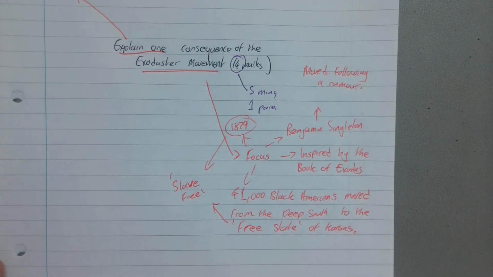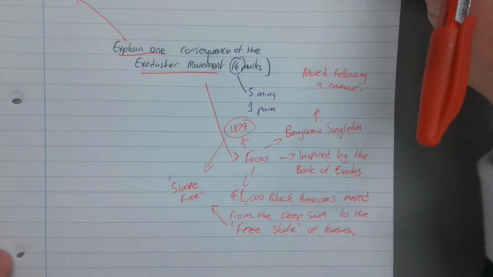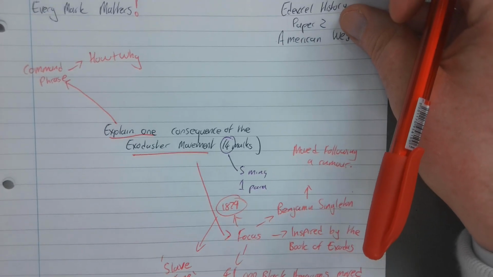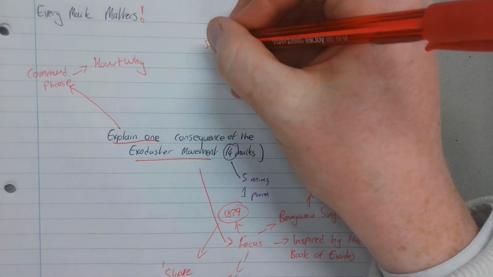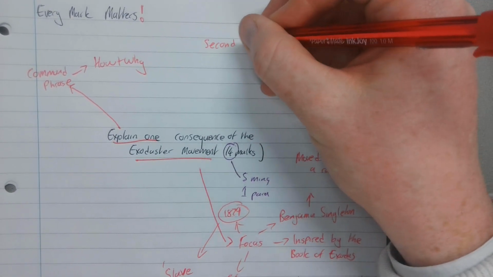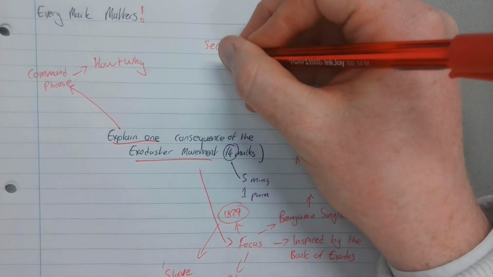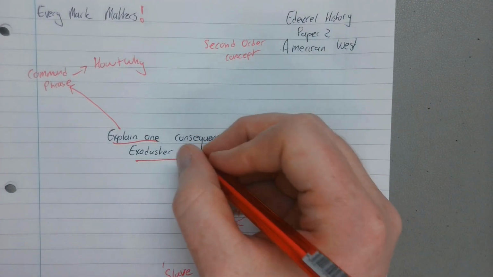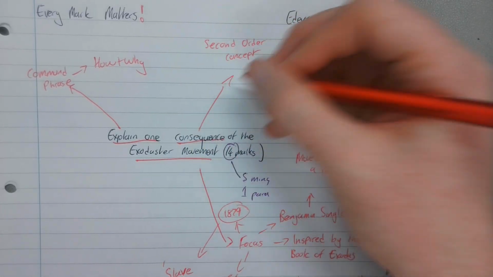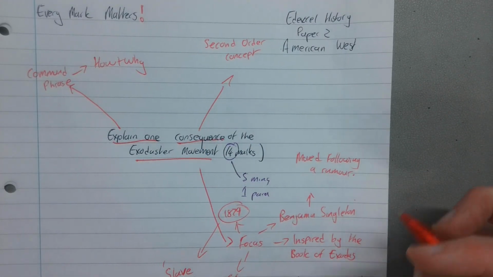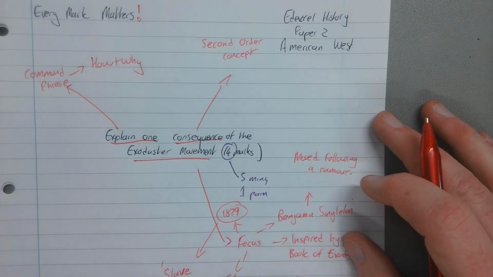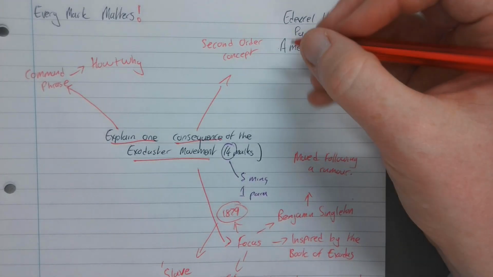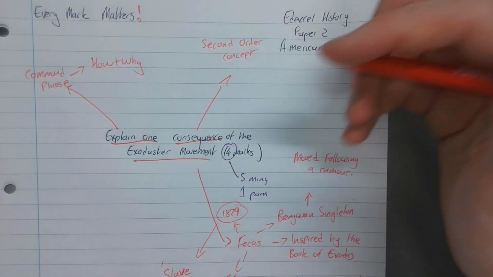Okay, let's have a look at the final chunk of the question, and our final chunk is the second order concept. And in this context, our second order concept is consequence. Now, the way I teach consequences in the American West is I teach students to memorize all 5 of them, and see which one they fit.